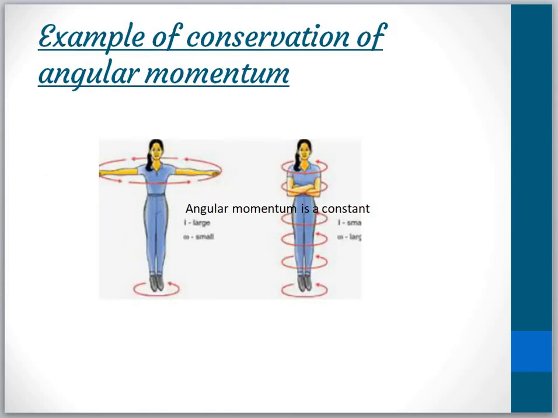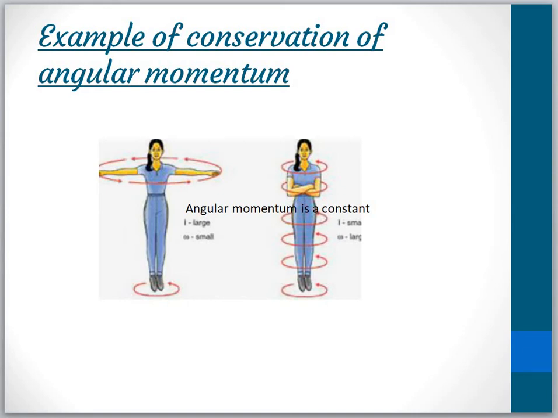So let us discuss some examples for the conservation of angular momentum. We have said that linear momentum and angular momentum: in linear motion, the momentum p is equal to m into v. In rotational motion the counterpart of mass is moment of inertia, the counterpart of linear momentum is angular momentum, and the counterpart of velocity is angular velocity. So here L is equal to I omega.